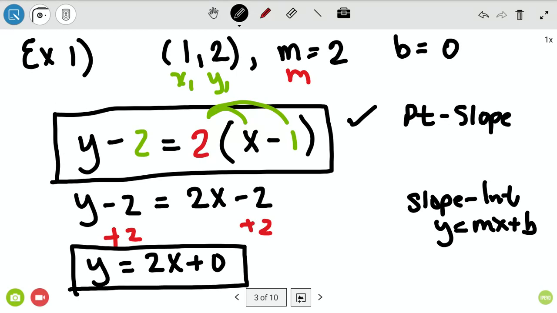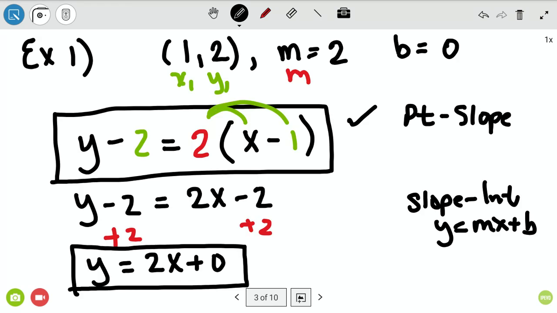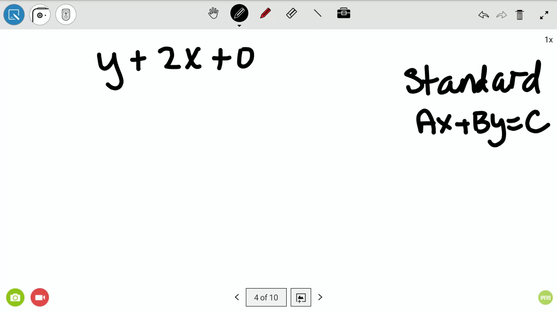So if you're given a point and a slope, and you want to start in point slope form, great. If the directions say end in point slope form, then you're done. If the directions say write it in slope-intercept form, you can do a little bit of algebra and get to slope-intercept form. And then what if the directions say to get it in standard form? Well, we had y equals 2x plus 0. That's where we got to. We can do a little bit more moving and get into standard form as well.